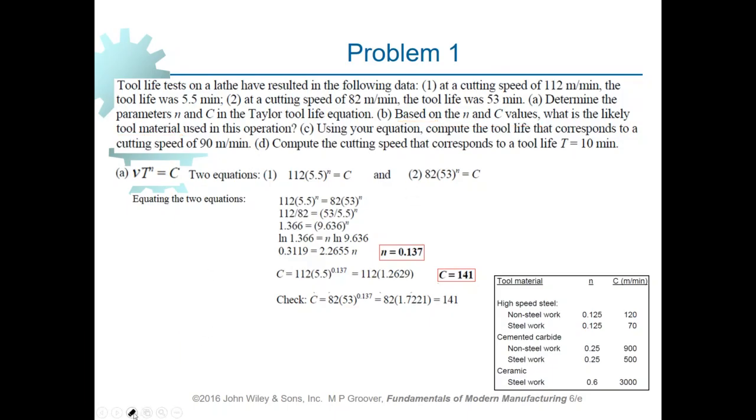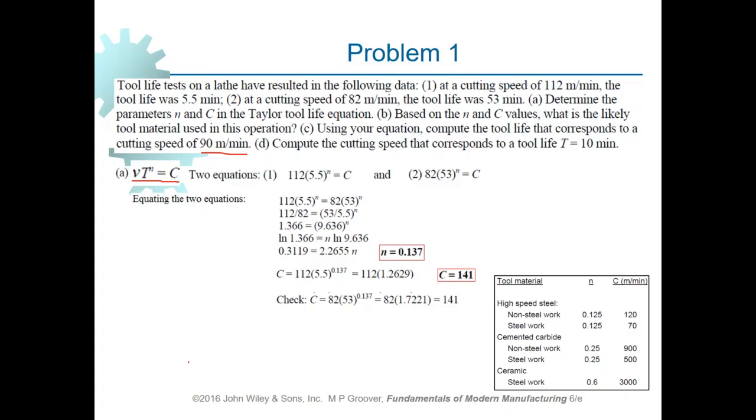In part C, we are asked to compute the tool life that corresponds to a cutting speed of 90. So cutting speed is now different. It is 90, and we are expected to compute the tool life on the basis of cutting speed of 90 meters per minute. What do we do? We make use of the equation up here again, the Taylor tool life equation.